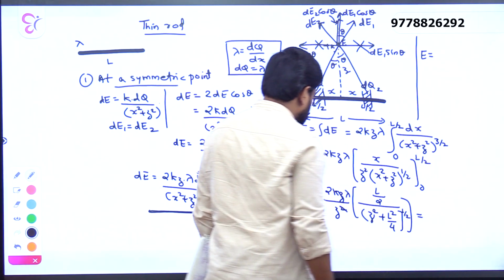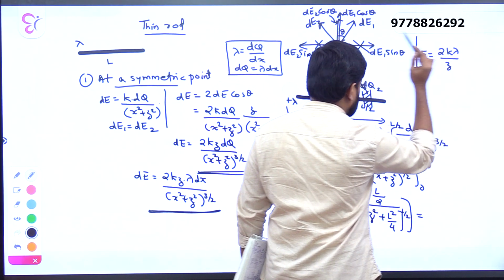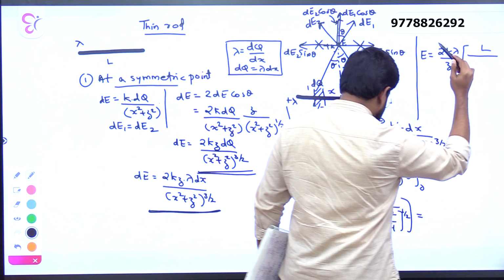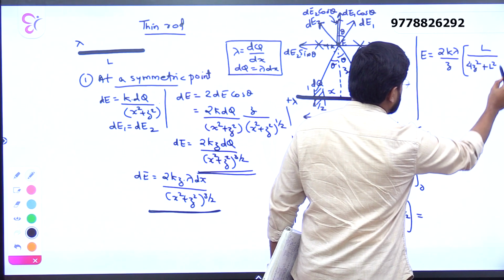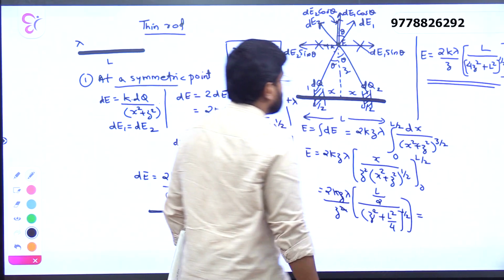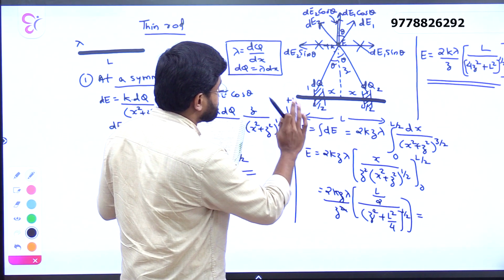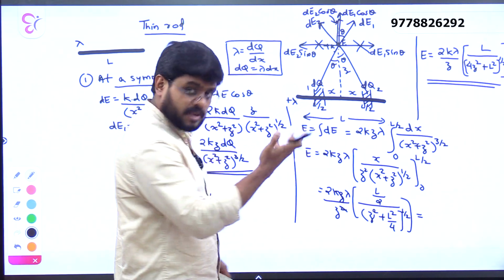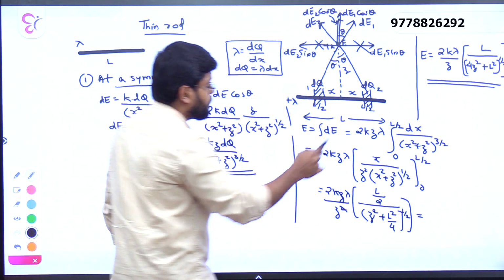And we will get electric field as E is equal to 2k lambda by z into L by 4z square plus L square whole power 1 by 2. So you got the electric field as 2k lambda by z into L by 4z square plus L square whole power 1 by 2. Is it clear? So if you need, you can further substitute for lambda L. This lambda L is nothing but total charge Q.